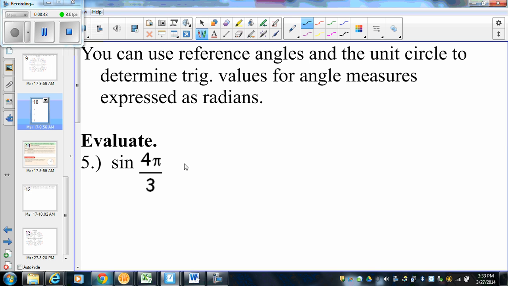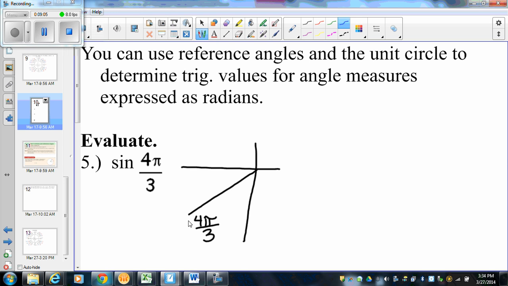Let me draw in here. If I was to draw in my third quadrant, that was not a good y-axis, but you get the picture. If I was to draw in my third quadrant here, this would be 4 pi over 3. But the angle right here would be 60 degrees, but in radians, that is known as pi over 3.